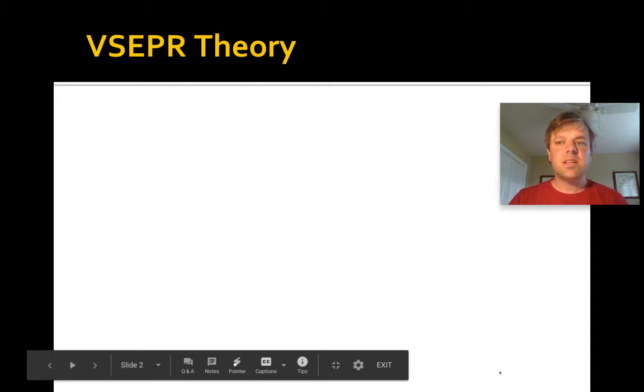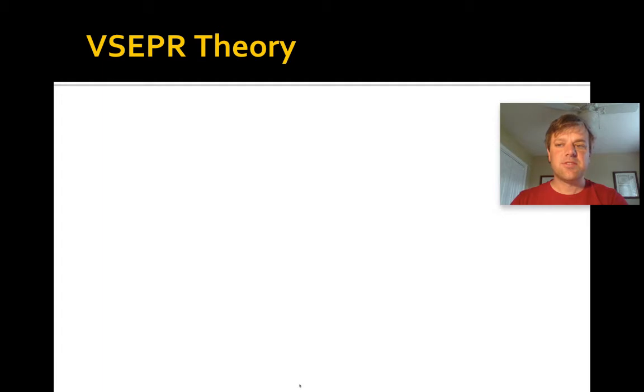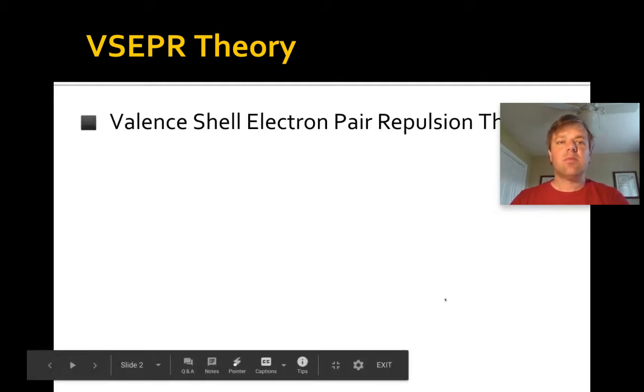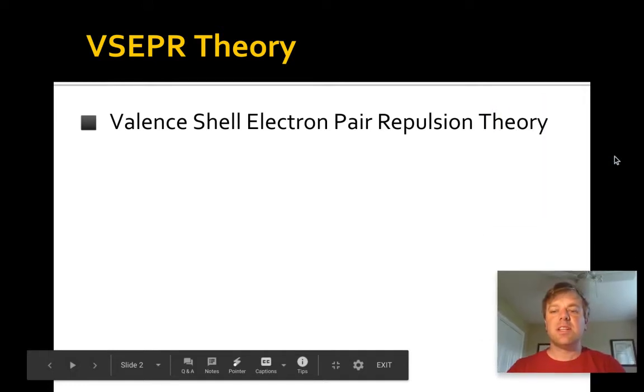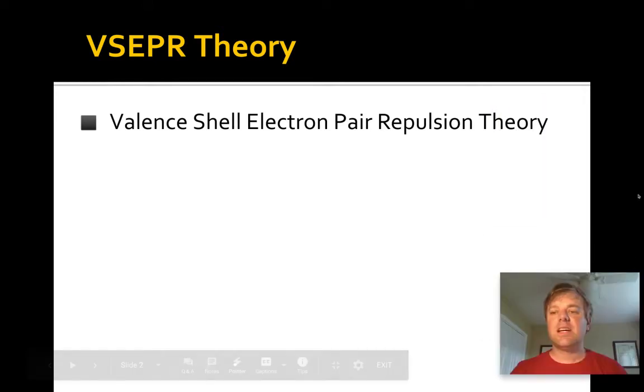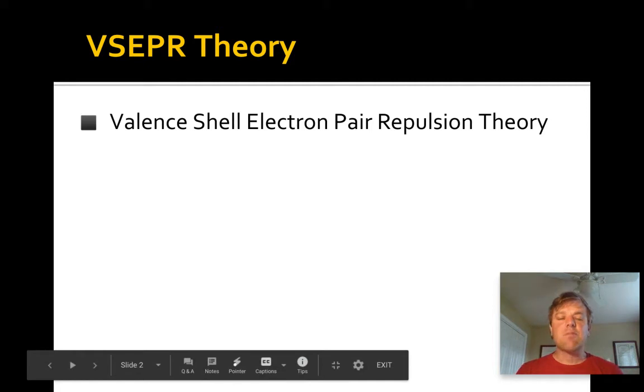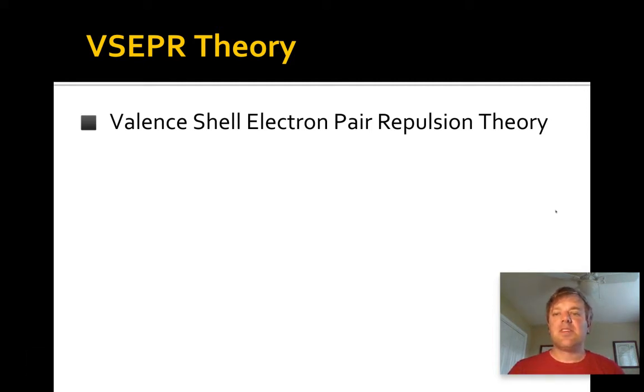Hello, everybody. Today we're going to be talking about something called VSEPR theory, which is an acronym, VSEPR. And what VSEPR theory is, it is the valence shell electron pair repulsion theory. In other words, it's a scientific explanation that in the valence shell, or the outermost energy level of an atom, the pairs of electrons repel each other.